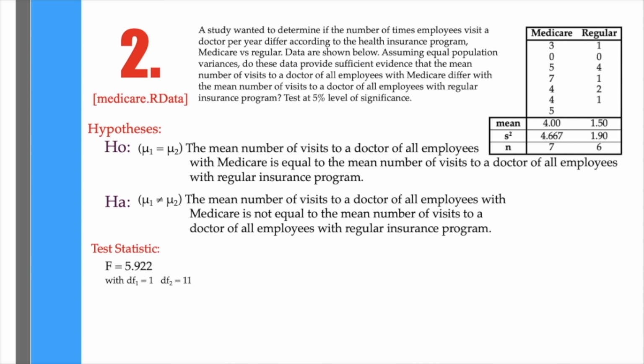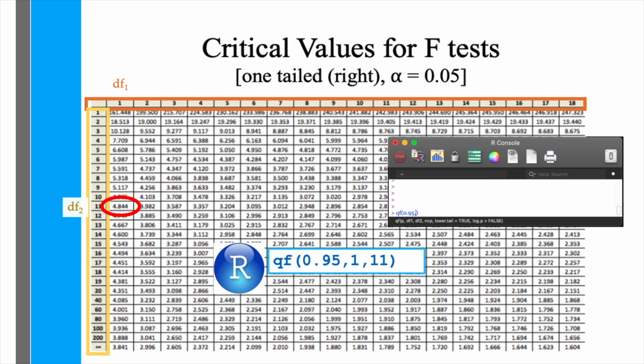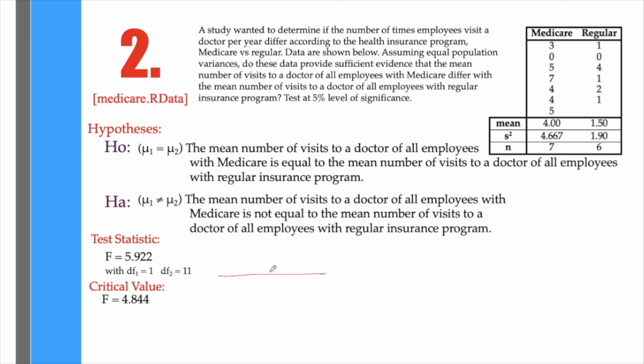And given that F statistic, for the critical value, we may find that using the table by taking a look at the critical value when the DFs are 1 and 11. And that is 4.844. We may also compute that using R using qf of 0.95, comma 1, comma 11. To illustrate that, this is the critical value F, 4.844. We know that this is 0.05, and this sets the area of rejection.